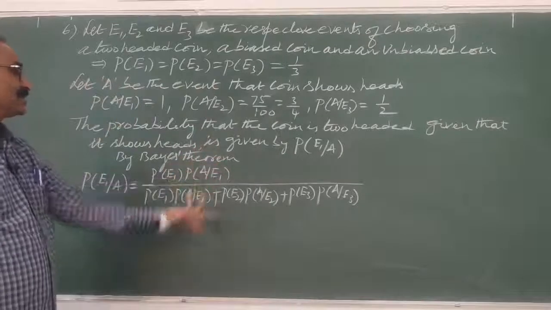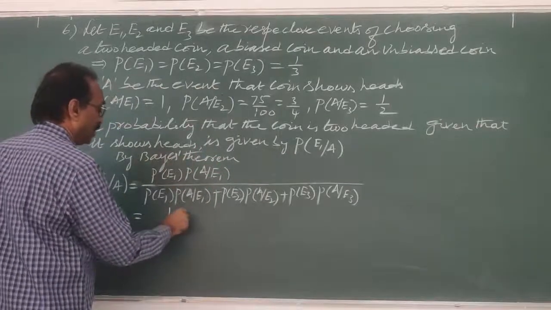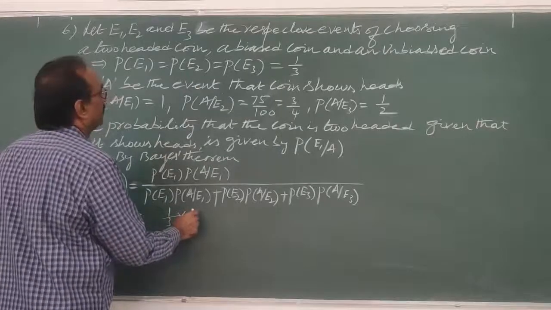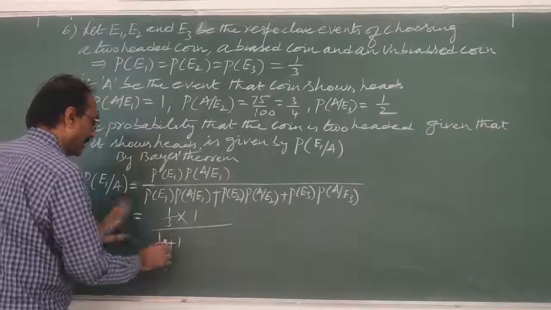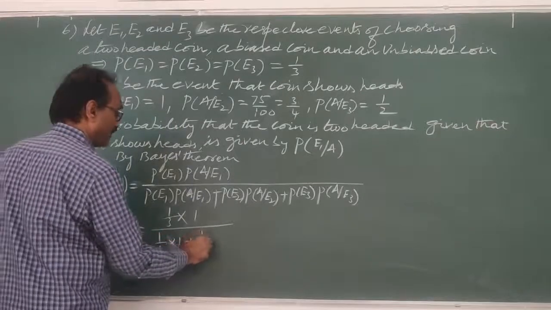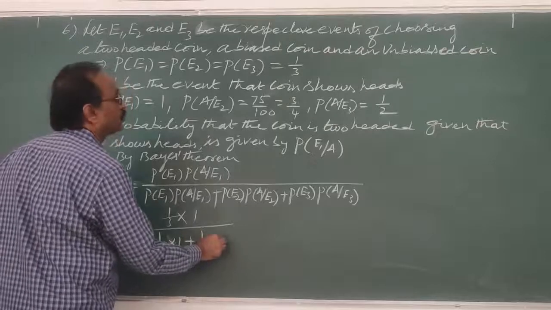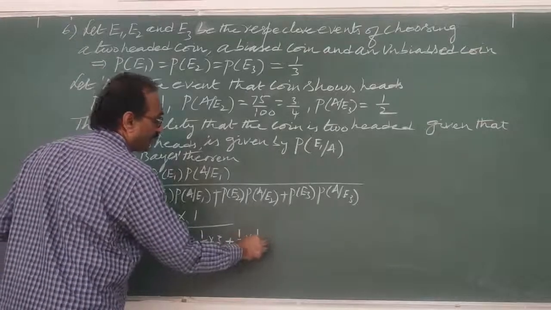Now let's substitute the values. What is P of E1? 1 by 3. What is P of A given E1? 1. So 1 by 3 into 1 plus 1 by 3 into, what is P of A given E2? 3 by 4, plus 1 by 3 into P of A given E3, 1 by 2.